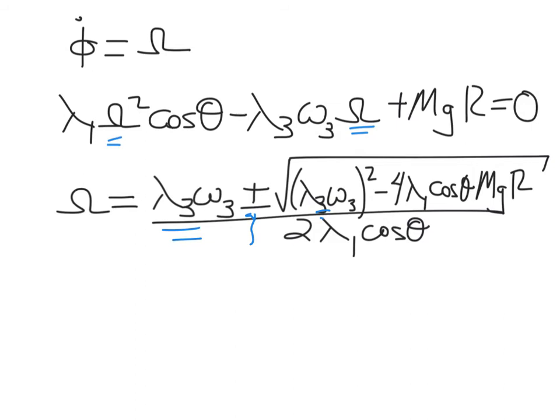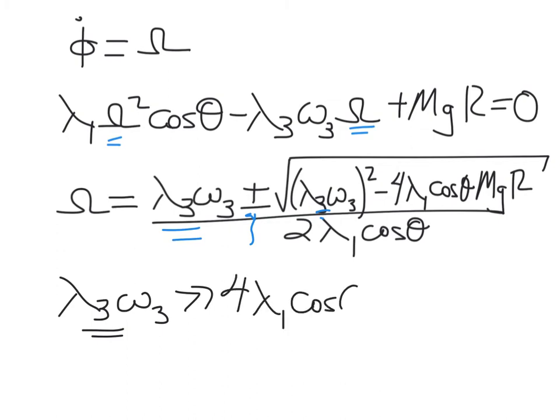Now, very often, we're interested in a top which is spinning very rapidly, and we have this inequality, which implies that basically the angular momentum about the E3 axis is much greater than the angular momentum about the other axes, and so lambda 3 omega 3 is much, much greater than the other term inside the radical here. And so that allows a pretty nice little simplification. We'll still get two roots, but the expression can be a lot simpler. So let's look at how that looks.